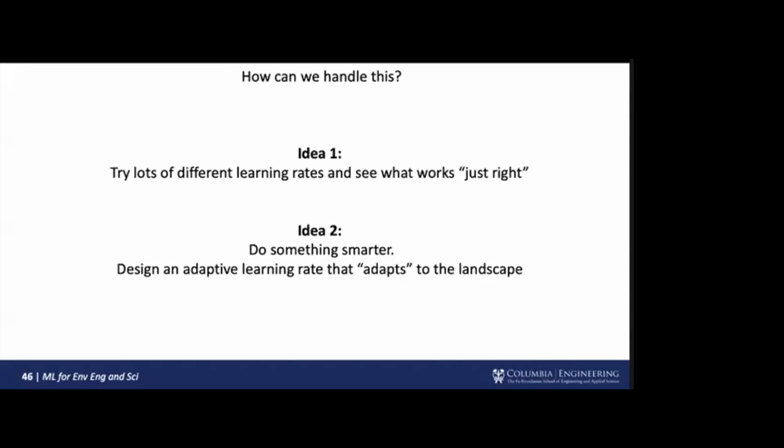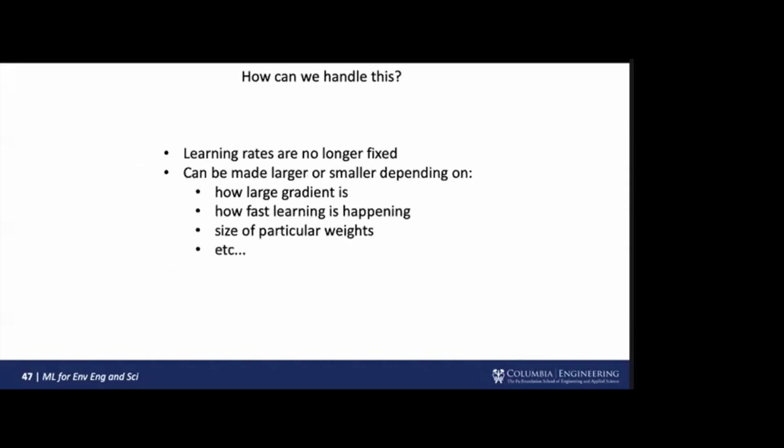Modern optimizers follow the second idea. They change the step size based on the shape of the loss landscape and the gradient, meaning it's adaptive. To handle this, we no longer use a single fixed learning rate. Instead, the learning rate can change during training. It can become larger or smaller depending on how large the gradient is, how fast learning is happening, and even the size of individual weights. The idea is to take larger steps when it's safe and smaller steps when needed. This makes training more stable and more efficient, especially for deep neural networks.